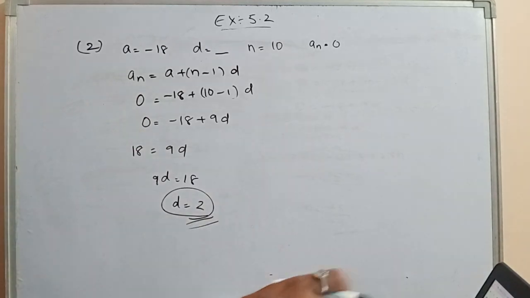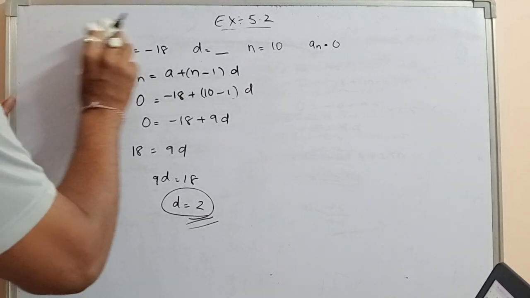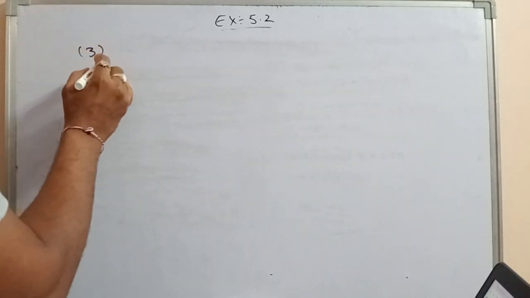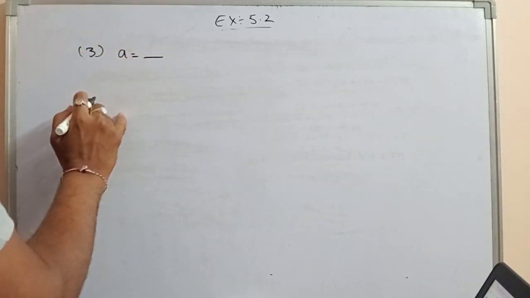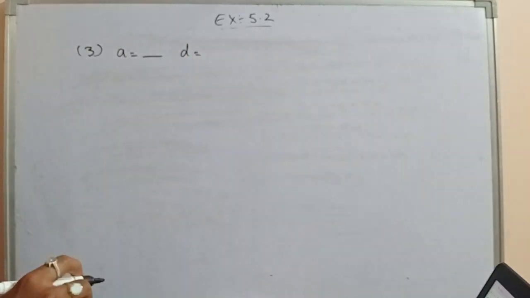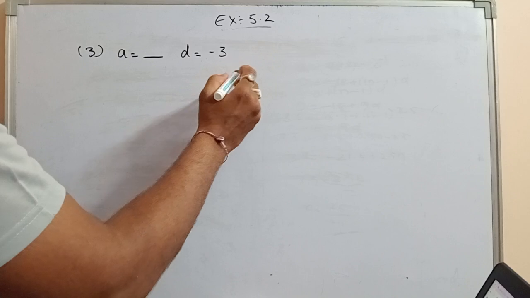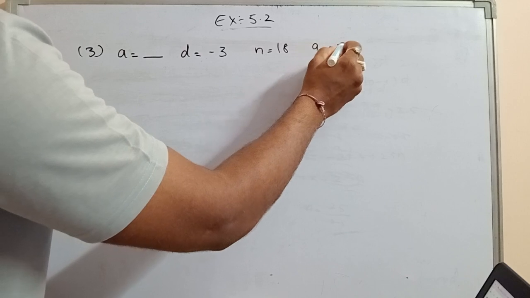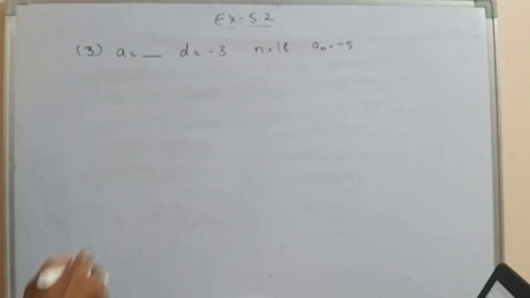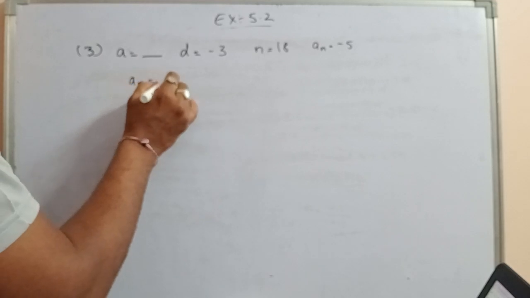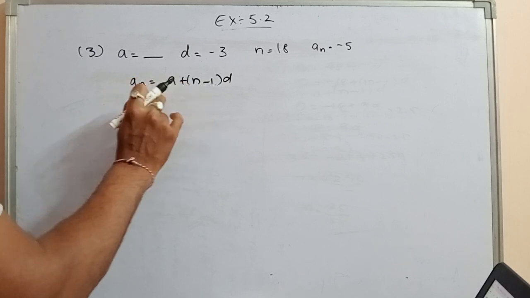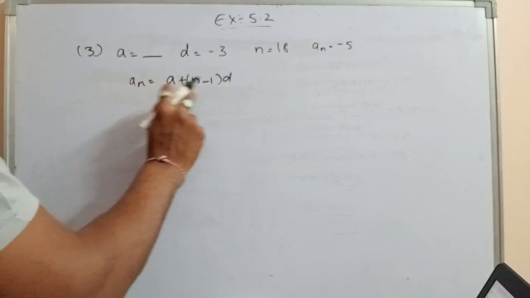So in the same way, when it comes to the third problem, it is given that the value of a we don't know and the value of d they have given as minus 3, and the value of n they have given as 18, and the value of an is equal to minus 5. So by using the formula an is equal to a plus n minus 1 into d, in order to find the anth term, we can use this formula.